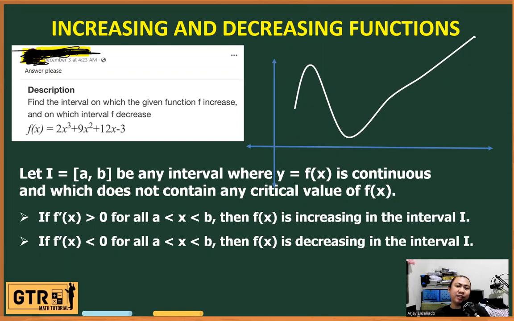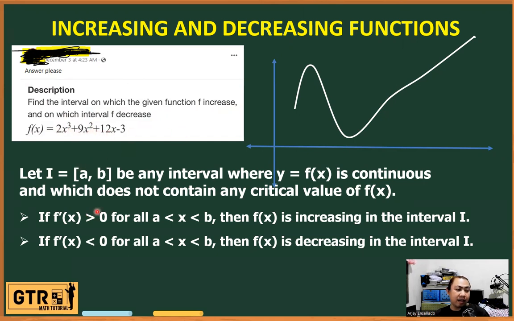So for today's video, we will solve increasing and decreasing functions. So here is the question. The question comes from the FP group on differential and integral calculus. Answer please: find the interval on which the given function f increases and on which interval f decreases. So f of x equals 2x cubed plus 9x squared plus 12x minus 3.